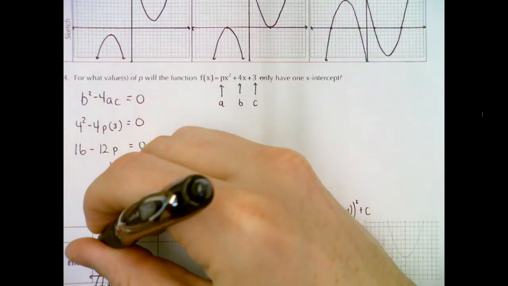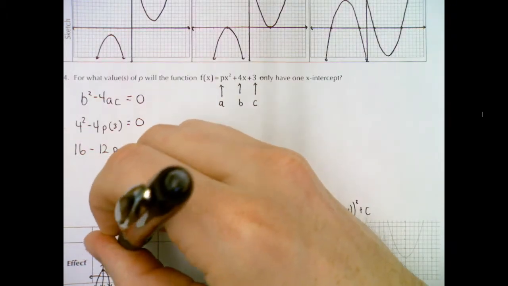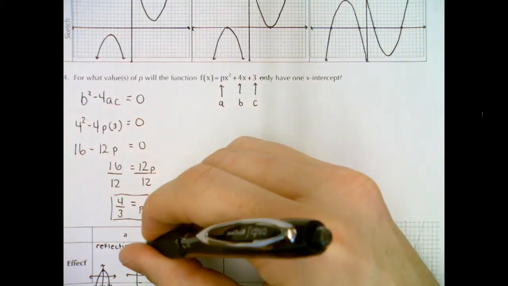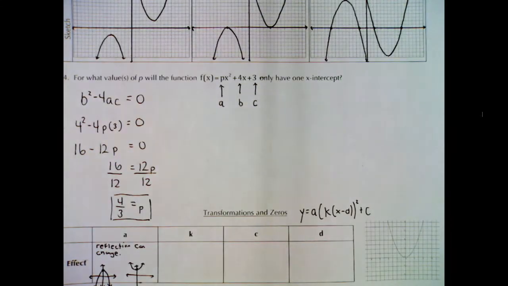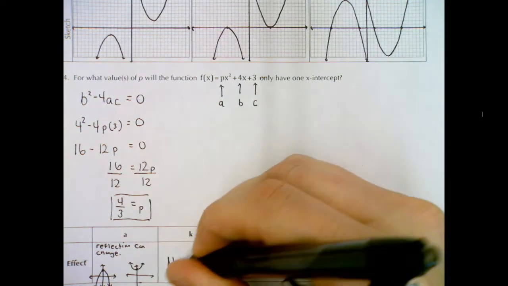So if there's a reflection, it can change the number of x-intercepts. What about K? K is horizontal stretching, compression, and reflection. So if we've got our parabola and we've stretched or compressed it, it's not going to change. If we shift it over and stretch or compress it, it's not going to change. If we shift it down and we stretch or compress it, it's not going to change. If we shift it down and we reflect it, it's still not going to change. K, in fact, has no effect.